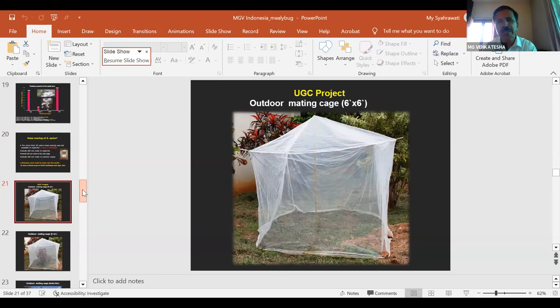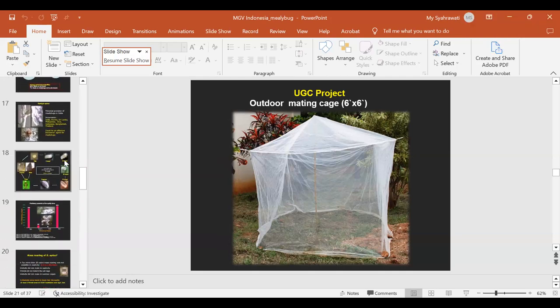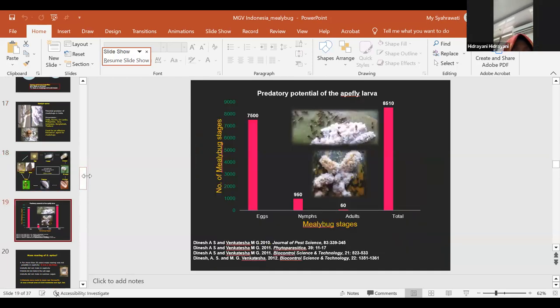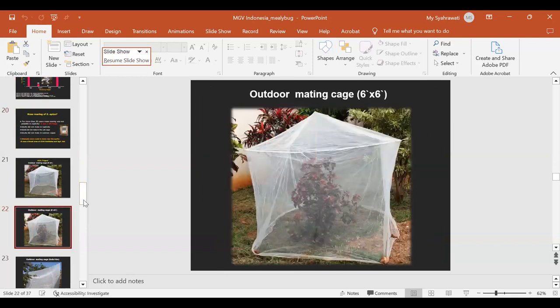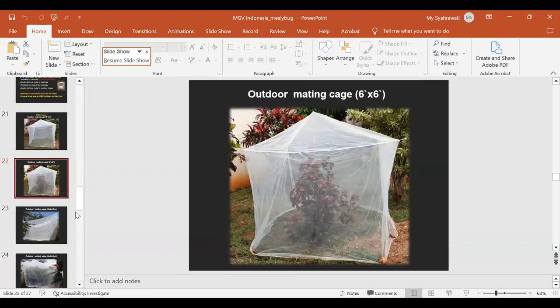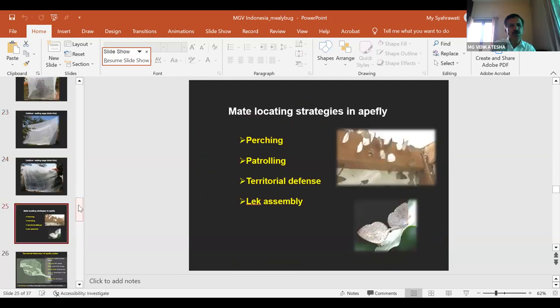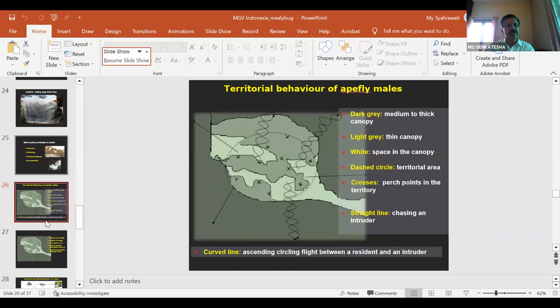Number one, we tried, where you could not succeed with the 6 meter for mating. Try to show the cage one by one. Next. Last one. Here. This one. Yeah. Here? No. This one. This cage. Above the huge cage.